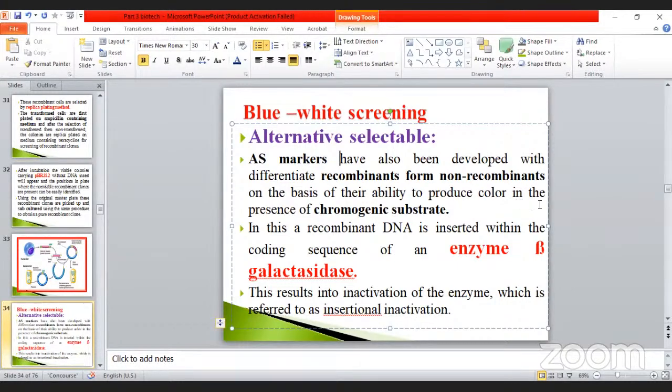That is the reason: the ability to produce color in the presence of a chromogenic substrate. The chromogenic substrate means, for example, lactose. Lactose is a white color.